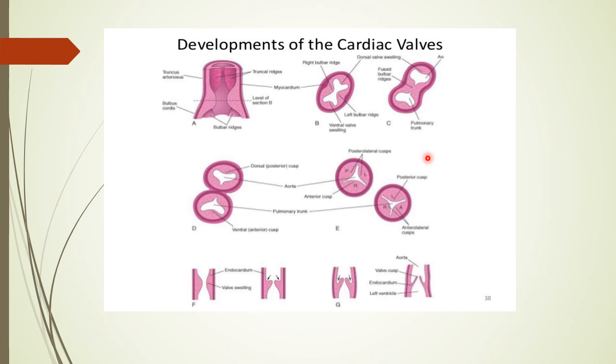So here you can see the formation of semilunar valves. First, this truncus arteriosus is divided into the pulmonary trunk and ascending aorta by the bulbar ridges, which fuse with each other, and then at the origin of each of the pulmonary trunk and ascending aorta, three swellings, 1, 2, 3, 1, 2, 3, are formed. These are three swellings at the beginning of the aorta and three at the beginning of the pulmonary trunk.